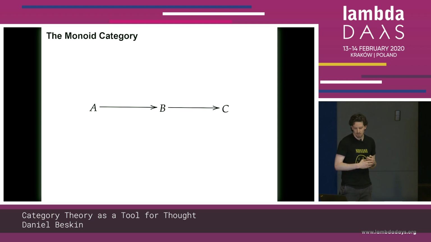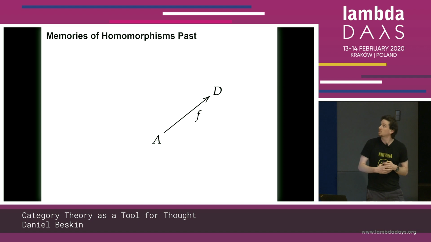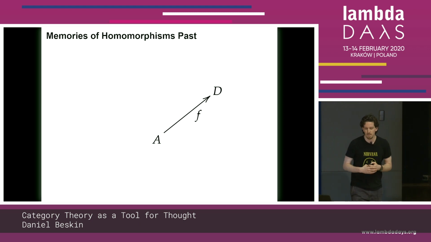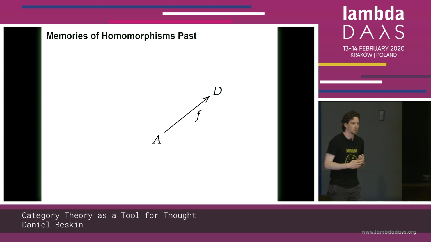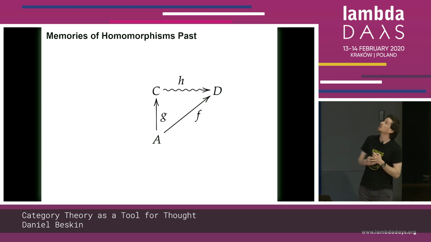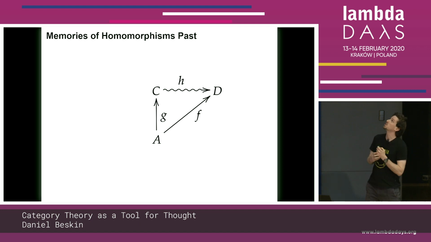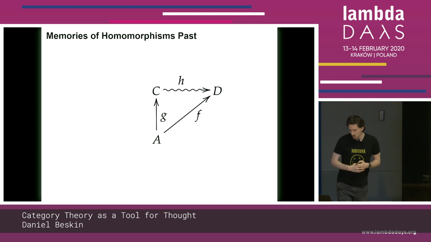So let's focus on specific functions. If we pick some random function from A into D, it's not likely to be a homomorphism, but maybe we can decompose it into parts. We can draw this little triangle, and decompose F into two parts, G and H. G is just a regular function, but H is a homomorphism, such that this whole diagram commutes. So we can think of H as the homomorphic part of F.